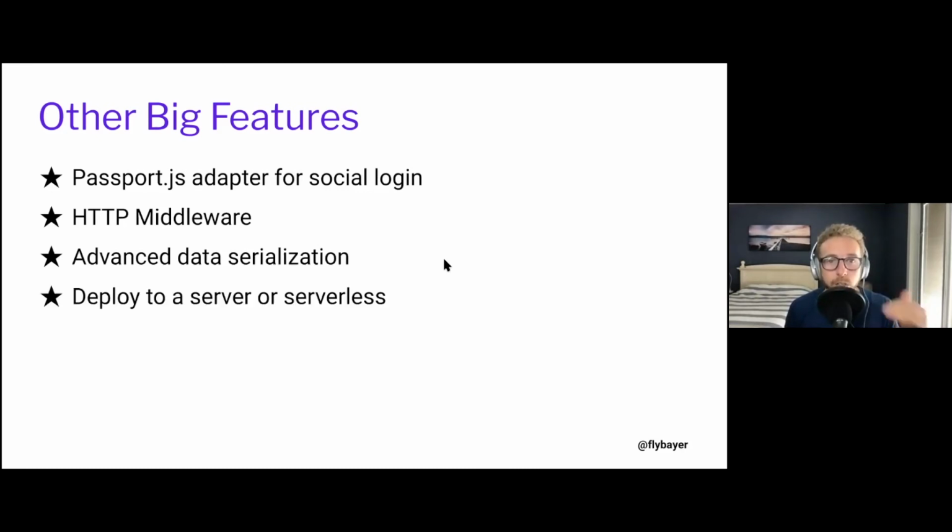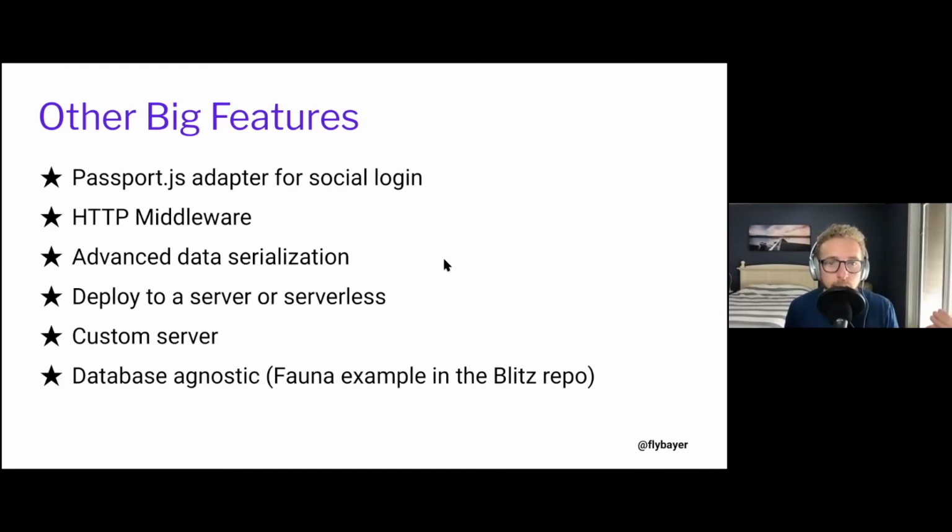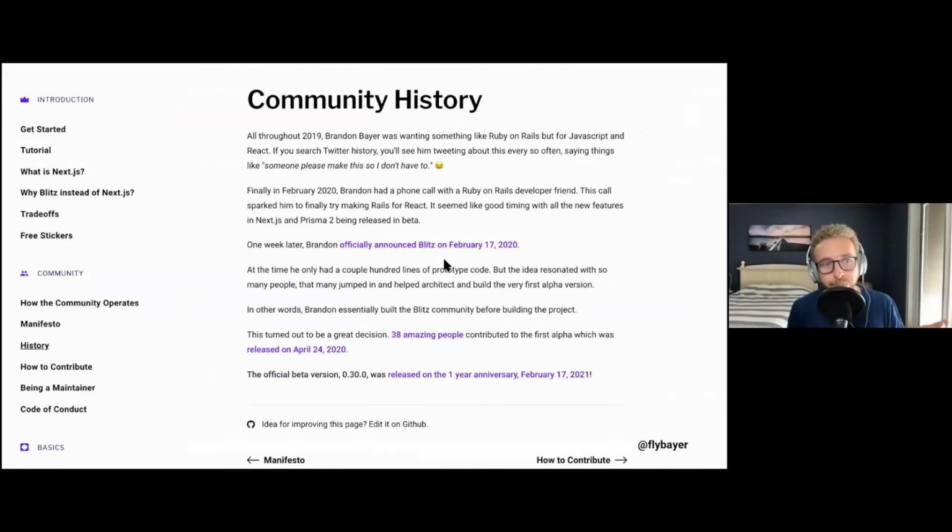So you can deploy to a server or serverless. So you have flexibility on that, which is awesome. You're not locked into a single thing. You can write a custom server if you need to do some really advanced stuff like add WebSockets or something. And then it is database agnostic. So for example, we have a Fauna example in the Blitz repo. It doesn't use Prisma, it uses Fauna. So that's pretty cool.